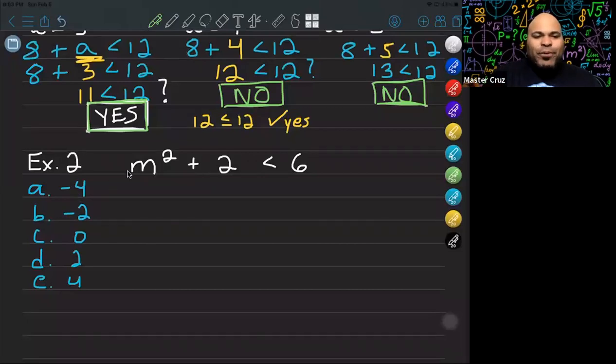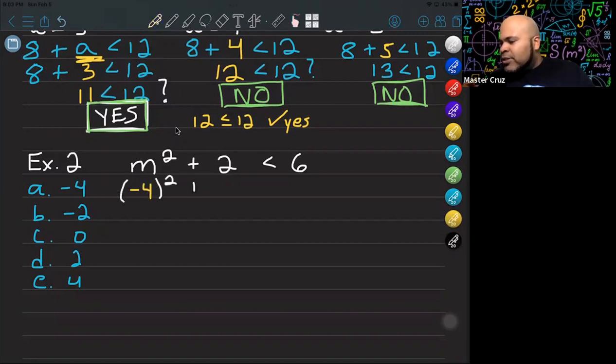So if you have -4 over here and we plug it in, let's substitute. Instead of the m, hopefully you know that this is -4. We're going to write -4, and then we're going to open that parentheses, all squared plus 2 is less than 6. So I'm going to do this for -4 first, when m equals -4.